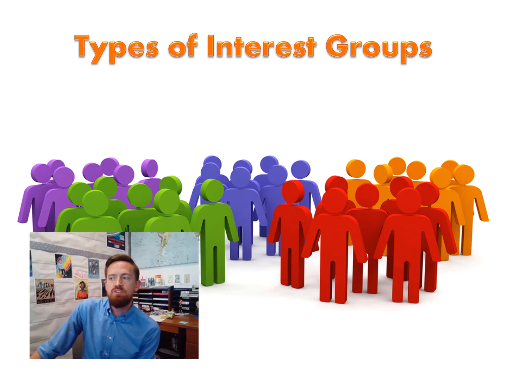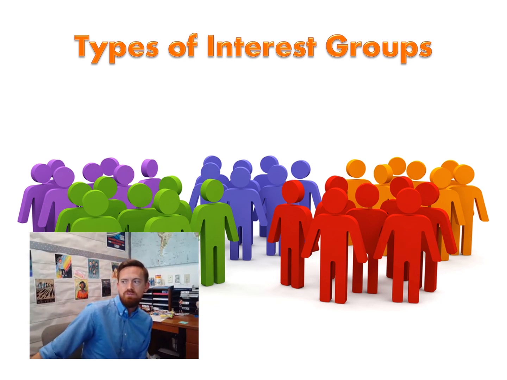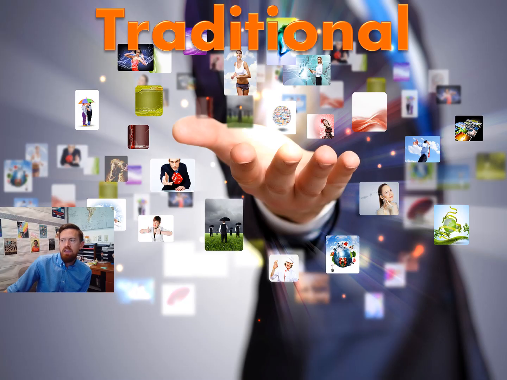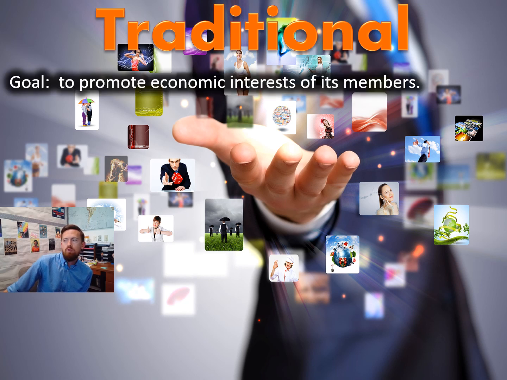Time for the next section, which is types of interest groups. So new little subheading. We're going to look at the 5 or 6 different types of interest groups. They fall under different categories. All right, category number 1 is traditional. A traditional interest group represents the economic interest of their members. In other words, they have members in the group and they want the group to be financially successful.